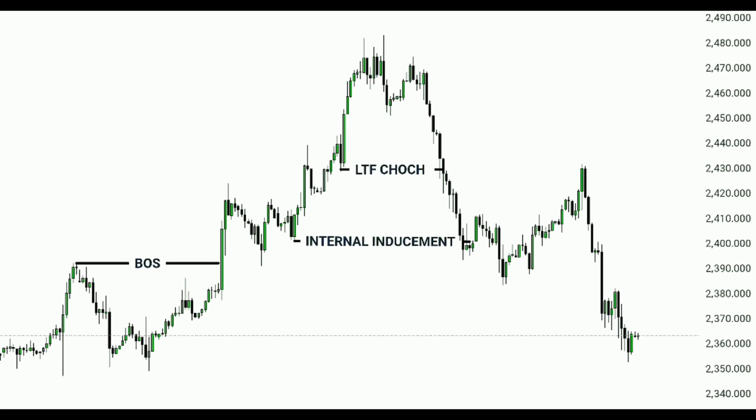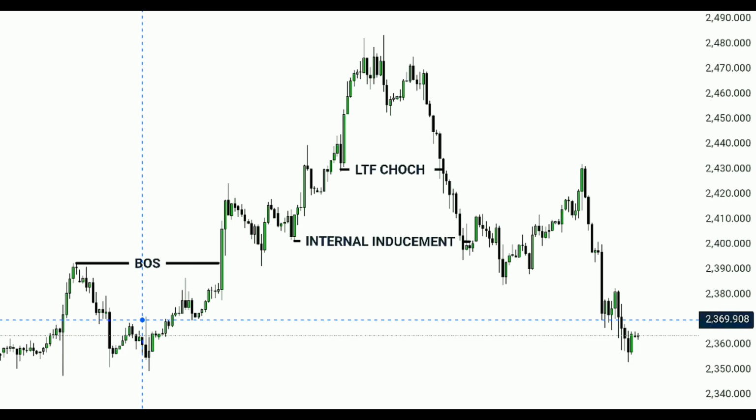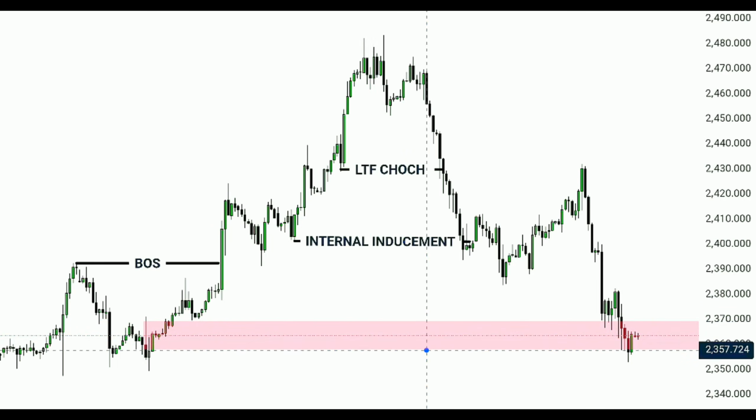When price dropped and swept the lows, it did not continue falling forever. It returned to a specific zone on the chart where a strong move had started before.